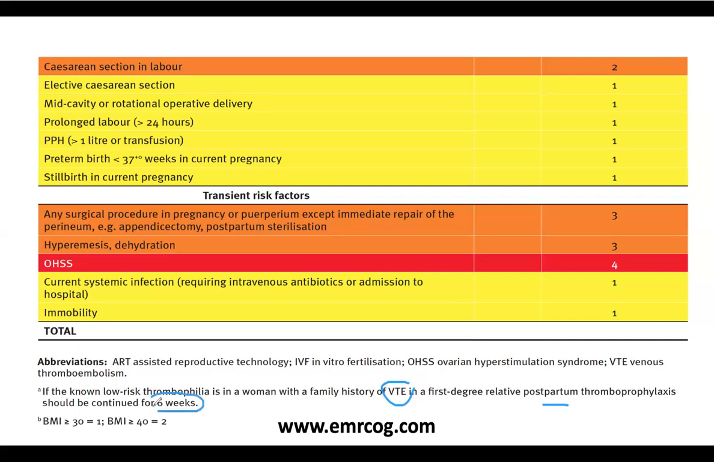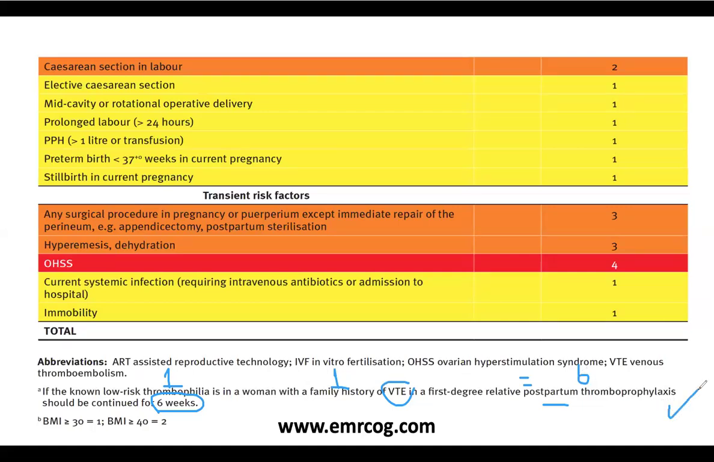And here is my famous quote, and I will say that for this woman, we learned that low-risk thrombophilia is score 1, and family history is score 1. But both together combined equal 6. So 1 plus 1 equal 6. Okay, so you will give her postpartum thromboprophylaxis for 6 weeks.